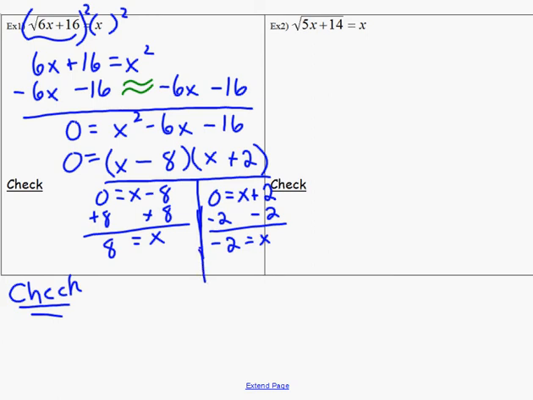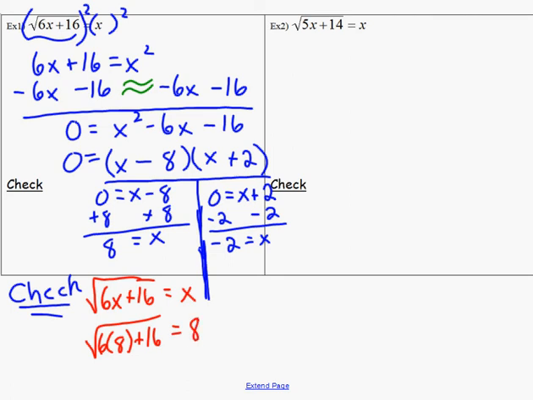So for each one of these parts, we're going to have to rewrite the original equation, which was the square root of 6x plus 16 equals x. So for x equals 8, we're going to do the square root of 6 times 8 plus 16 is equal to 8. And putting this in our calculator, we find that the square root of 6 times 8 plus 16 is going to equal 8. So we got 8 equals 8. That one's going to check.